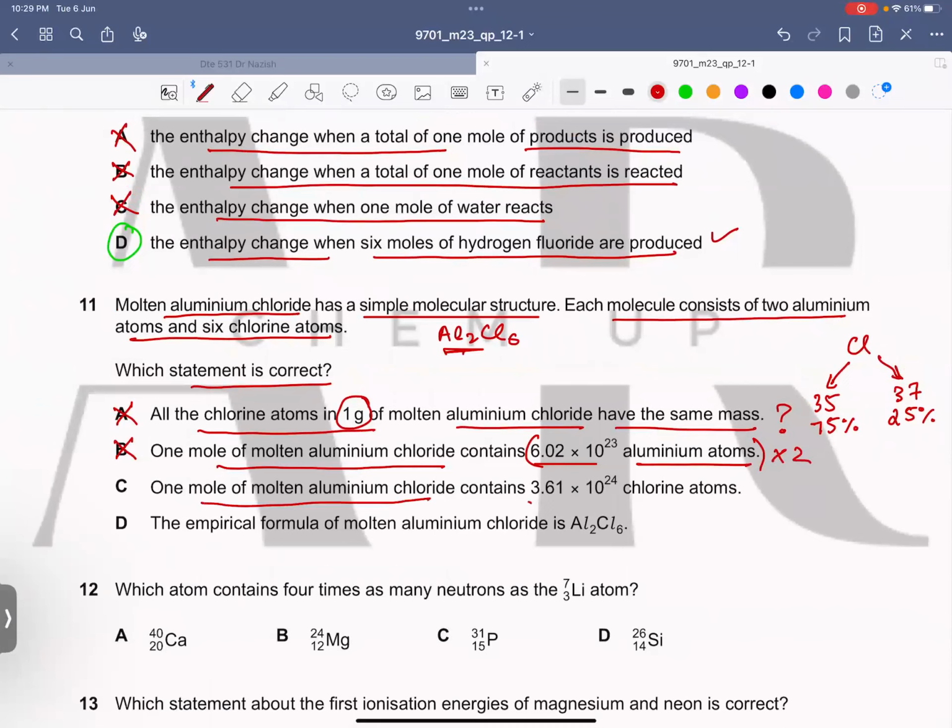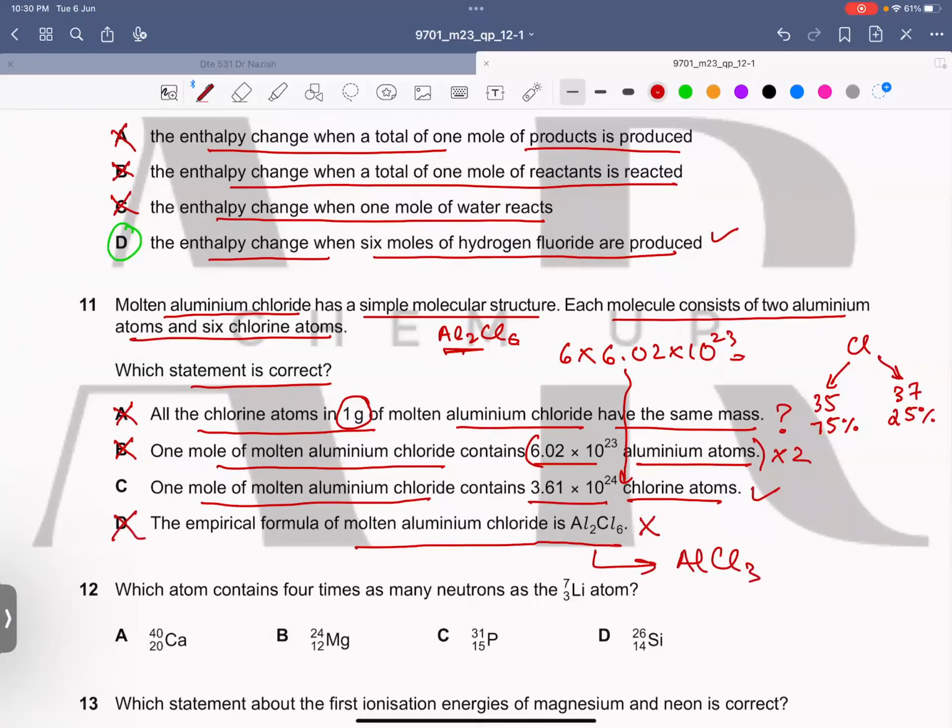1 mole of molten aluminum chloride has 3.61 × 10^24 chlorines. So there are 6 chlorines. So if I do 6 times 6.02 × 10^23, will I get this value? Yes, I think so. The empirical formula of aluminum chloride is Al2Cl6, completely wrong, because if we go for empirical formula, it is AlCl3. So D goes wrong and we have the correct answer C. Okay.